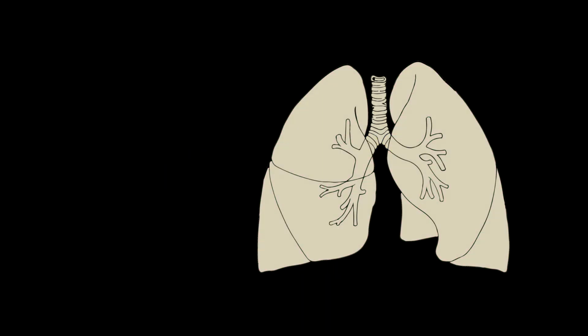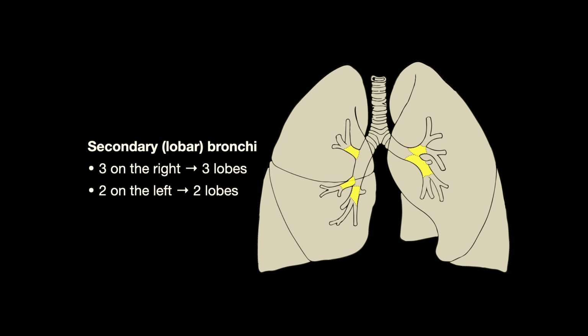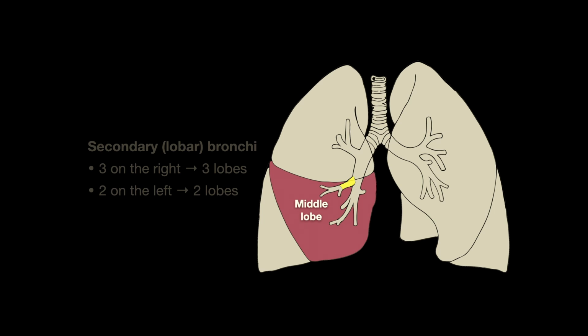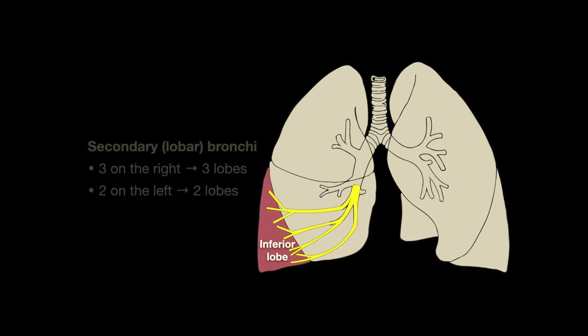All right, so now we have the secondary bronchi, also called lobar bronchi, because they supply lobes. The right lung has 3 lobes and the left lung has 2. You'll notice the superior lobe, middle lobe, and inferior lobe are all supplied by individual lobar bronchi. It looks like it's in outer space, but we just have to add the airways that go into it.